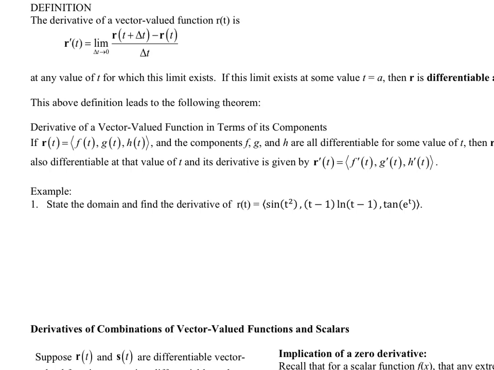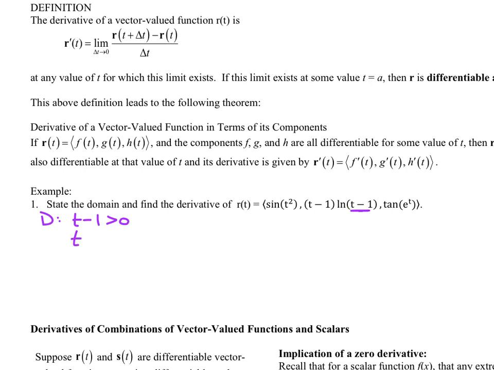Looking at this, I see that there is considerations for the domain, and then I could also find the derivative. So, natural logs, any kind of log, you can't take log of 0, you can't take log of a negative number. So t minus 1 has to be greater than 0. All right, this part of the log.